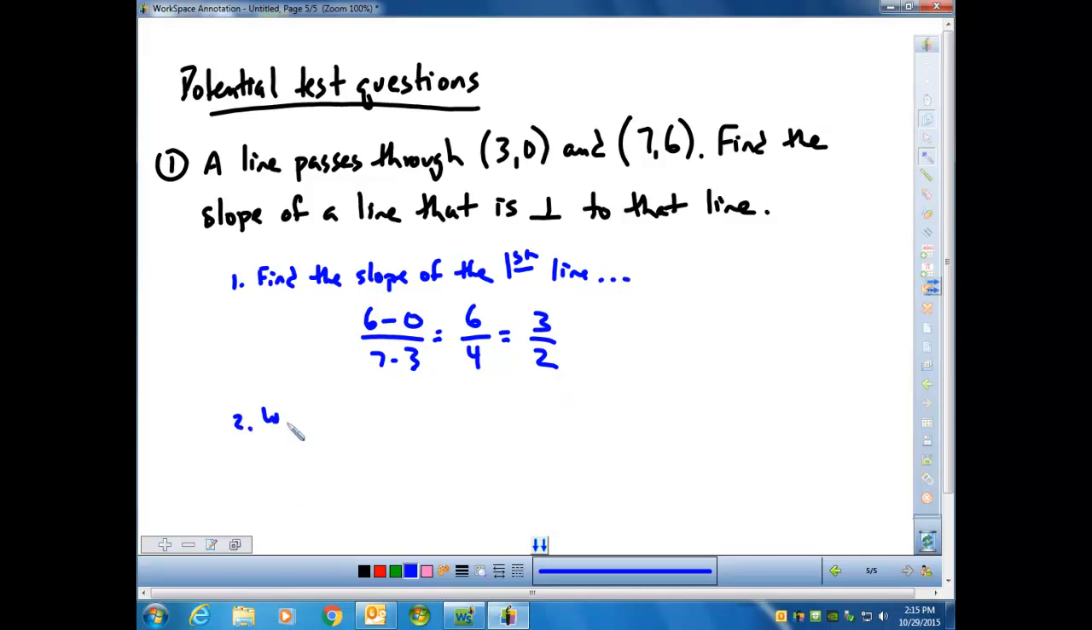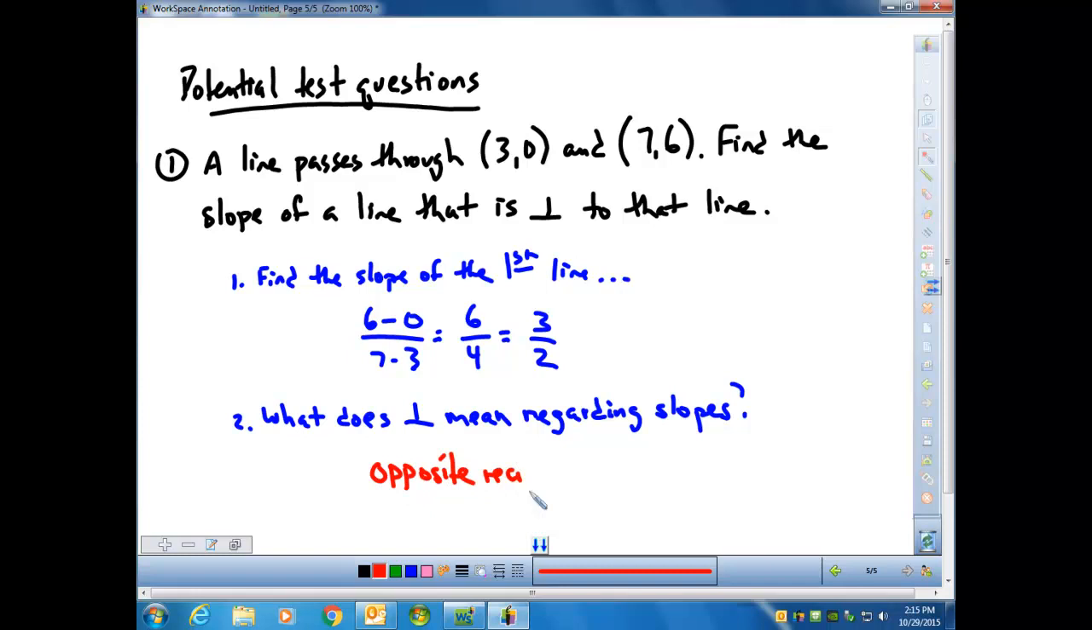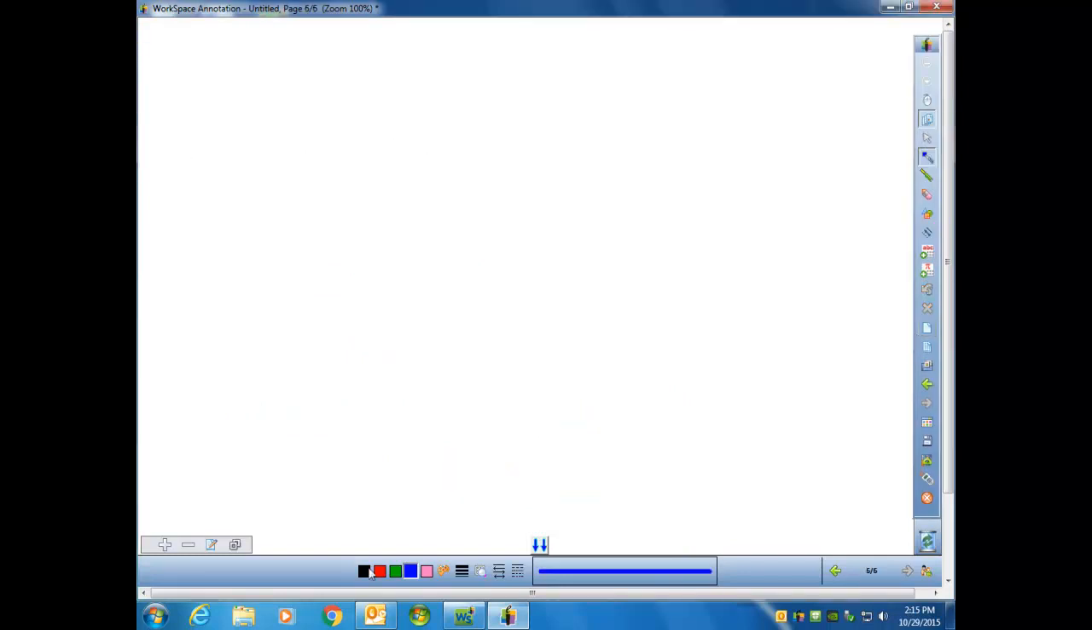Now, second thing, what does perpendicular mean in reference to slopes? What did I just talk about regarding perpendicular lines? So remember, perpendicular means that they are opposite reciprocals. So if the original line had a slope of 3/2, then my new line is going to have a slope of negative 2 over 3. Opposite, so one's positive, one's negative, and then flip it upside down, and now it's negative 2/3.